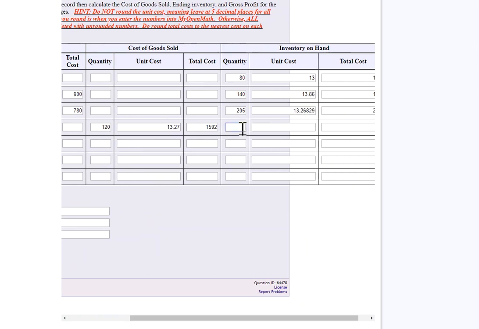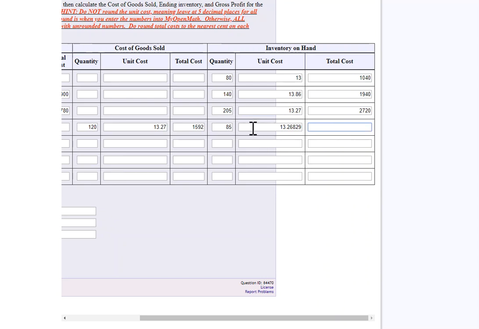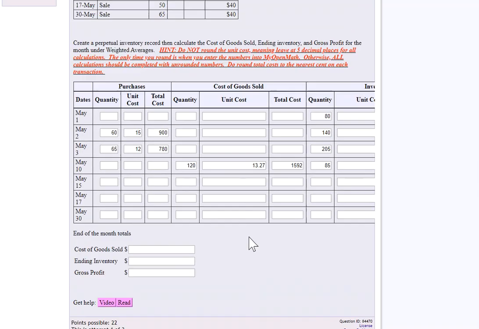So I had 205, I sold 120. That means I am now left with what, 130 units? No, 85, I take that back. 85 units, 205 minus 120 will leave me 85. And again, I know what that number is. I don't have to recalculate the average unless I make a purchase. So that stays the same. I'm going to go ahead and round this back so that when I submit with the rounded number to 2 digits, and I take the 85 times 13.26829, that is going to give you $1,127.80.